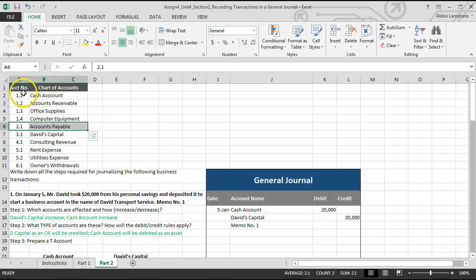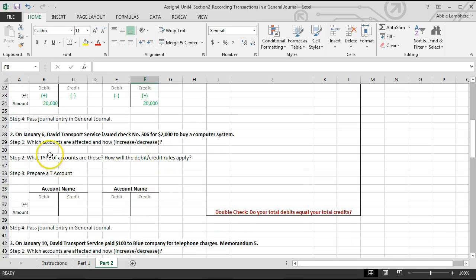So all our assets start with a 1. All our liabilities start with a 2. Our owner's equity accounts start with a 3. Our revenue accounts start with 4. Expense accounts start with a 5, and withdrawal accounts start with 6. So if you're ever confused by how you're classifying these accounts, just look at the account number, and that should help you out.